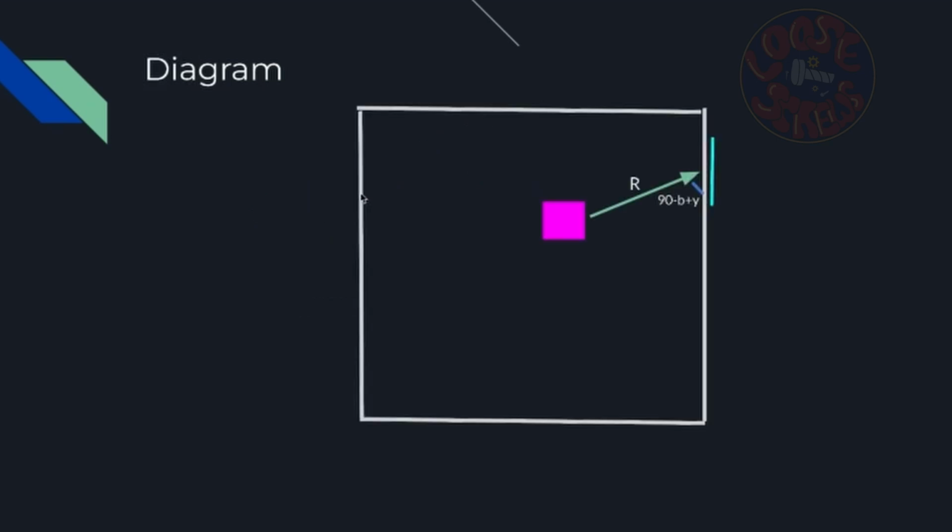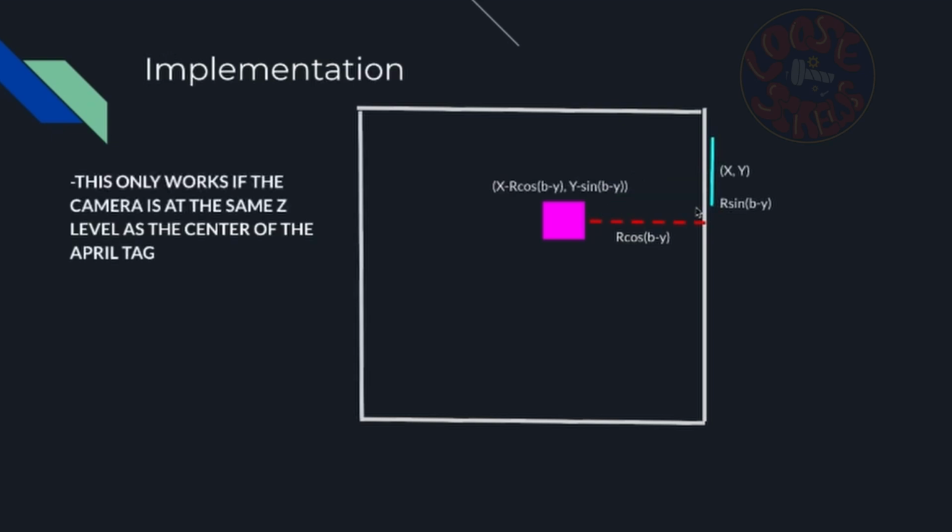So now if you look at the field, we can see our AprilTag, and we can see a robot here. We can see the range, and we can see this angle right here. So doing more math, we can see this is B minus Y because this is a right triangle. And we can see this is our cosine of B minus Y, and this is our sine of B minus Y. So how can this help us in a real match?